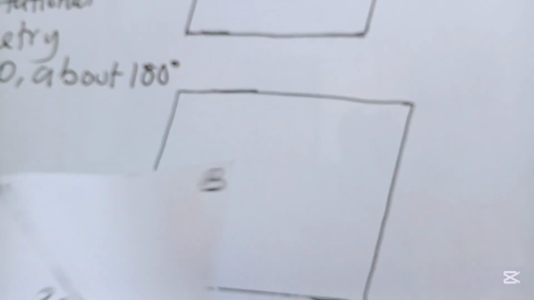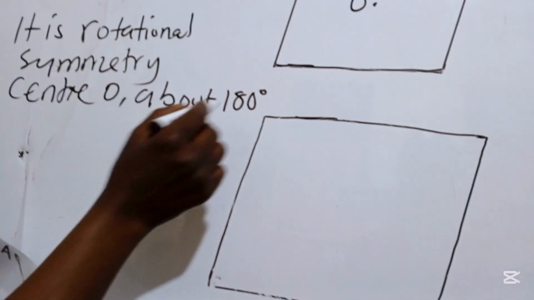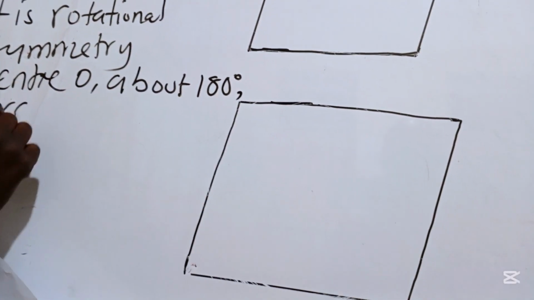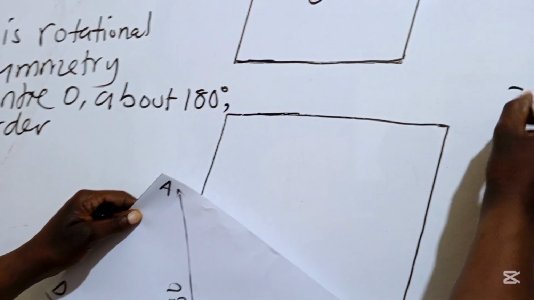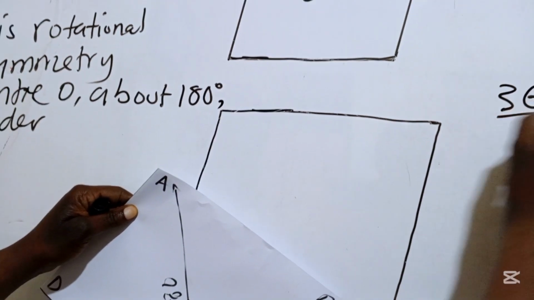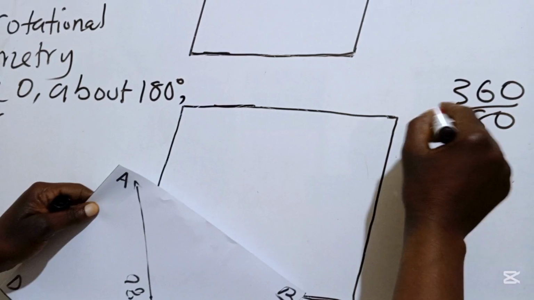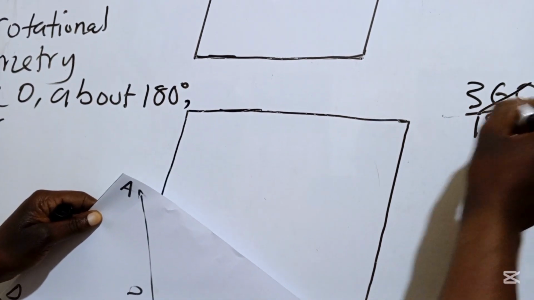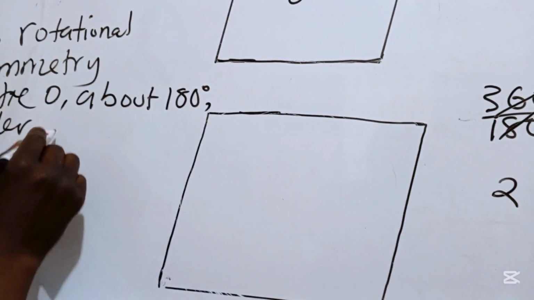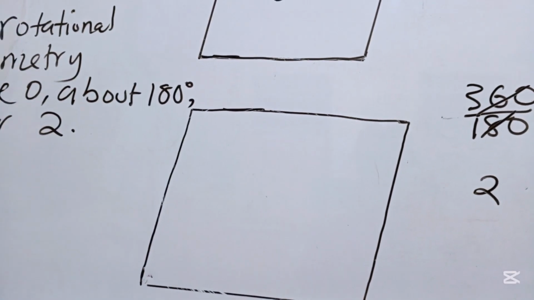Now you have to look at the order. So you write the word order. How do we get the order? This degree, you divide 360 by 180. You agree with me that it goes there 2 times. So order 2, it means I've described.